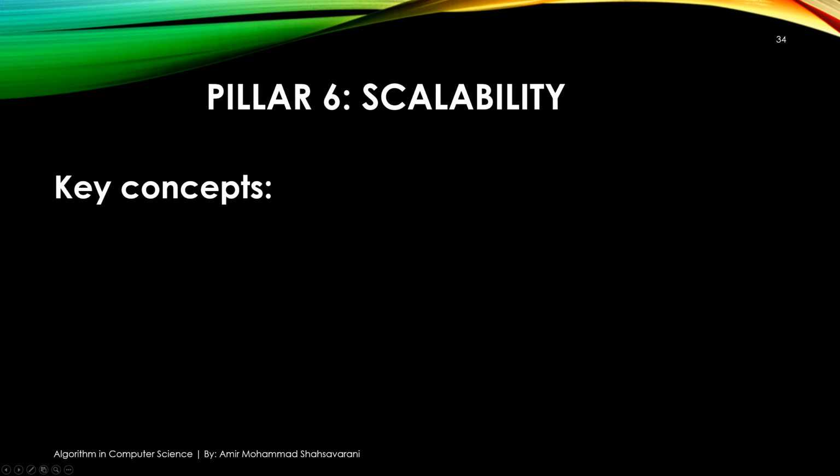Good. Our sixth pillar, our sixth category, scalability. Scalability is the ability of an algorithm to handle larger input sizes or increased processing requirements. This pillar, scalability, puts emphasis on the importance of designing algorithms that can efficiently process and analyze large data sets even as they grow in size. So, in this manner, we do have some key concepts.